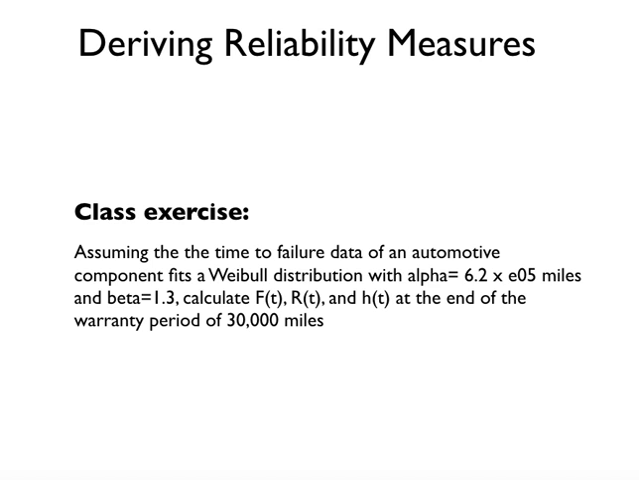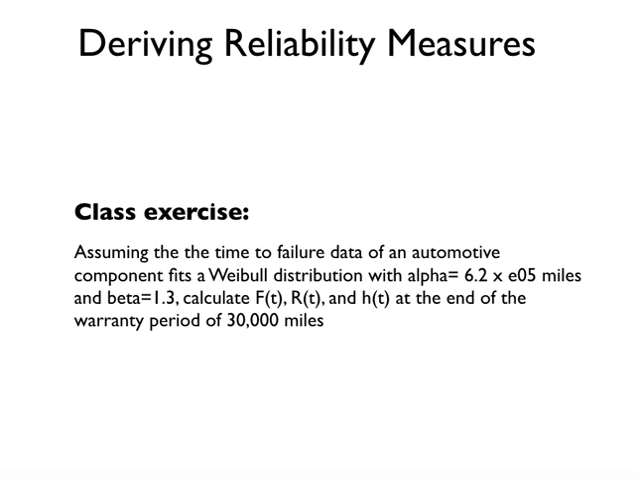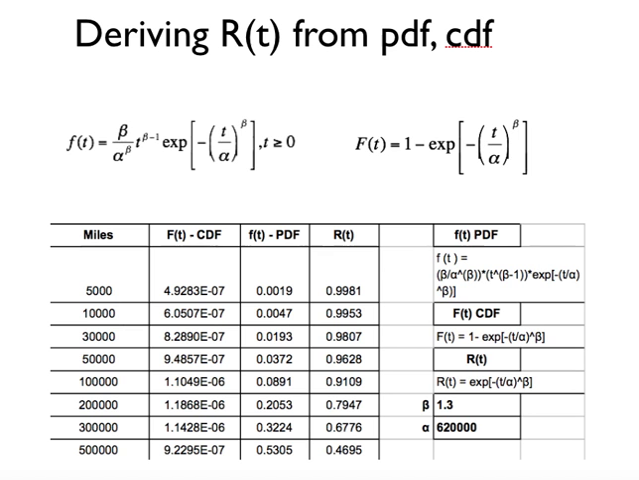Okay, so if you want to take a minute to do this calculation, here's a PDF and here's a CDF. Okay, I'm going to show the answer. So if you're still working on this, go ahead and pause. But I'm going to go ahead and show the example here. So what I've actually done in this case is do a bunch of calculations for different mile values. So in this column here, you can see the result. Here's the 30,000 line. So here's the CDF value at 30,000 miles. Here's the PDF value. And here's the reliability, 67.76.